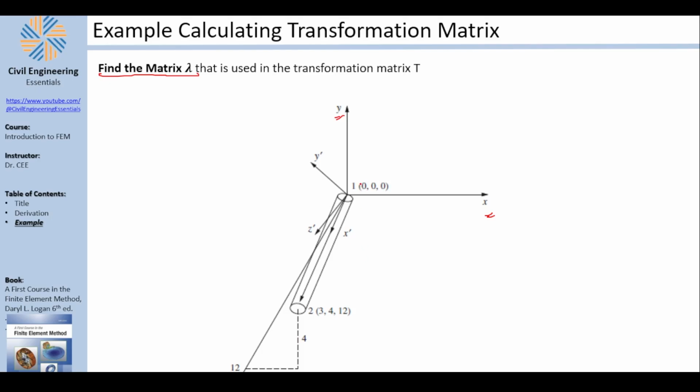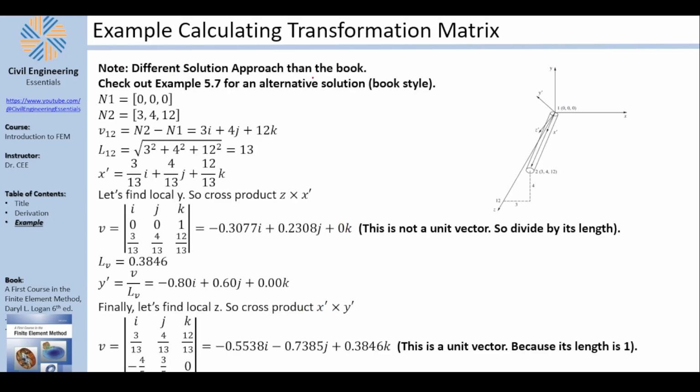The element here is between node number 1, which is 0, 0, 0, and node number 2, which is 3, 4, 12. The mission here is to find lambda. Now the book solves it. This is example 5.7. You can check it in the book if you want an alternative solution. I want to solve it simpler.